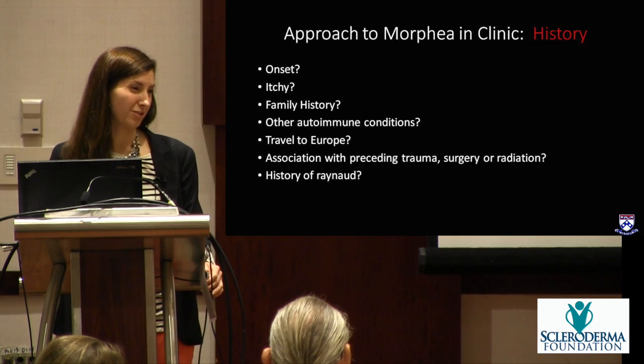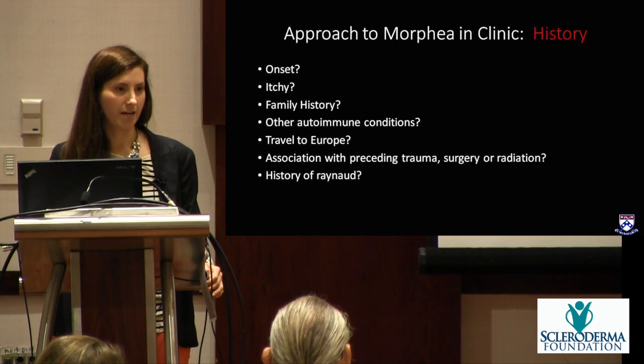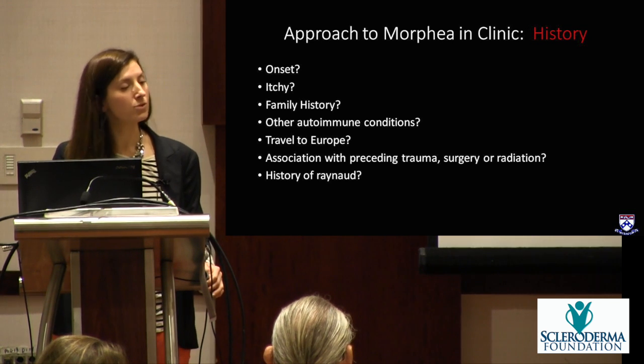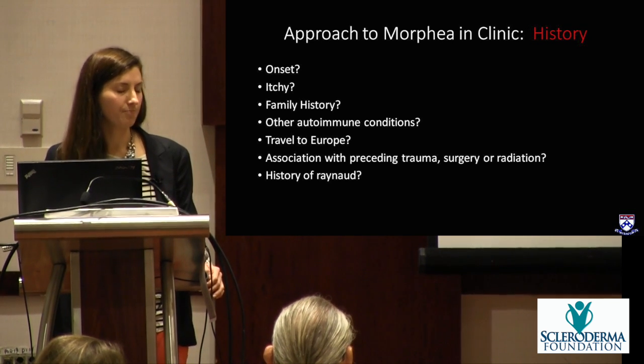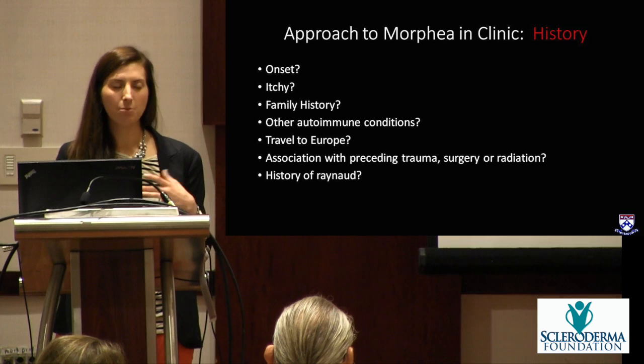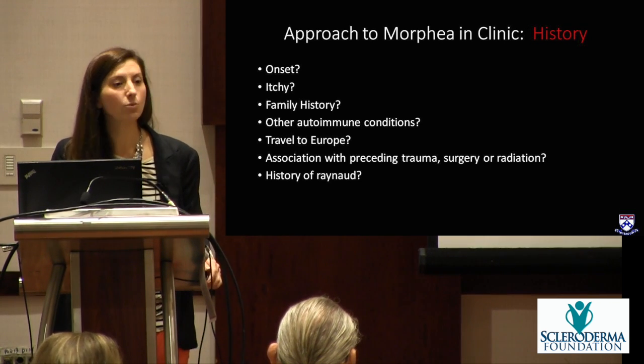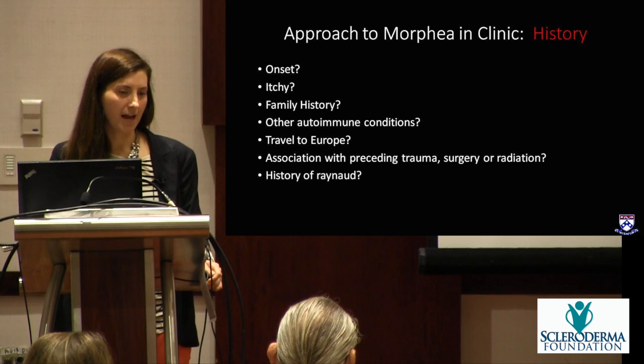I always ask, is there association with preceding trauma, surgery, or radiation? Morphea has a tendency to come up in areas of trauma. So there's radiation-induced Morphea, for example. It'll come up in areas of radiation, but it'll also come up in areas that are distant as well. Why this happens, we're not sure. Also an area of active research.